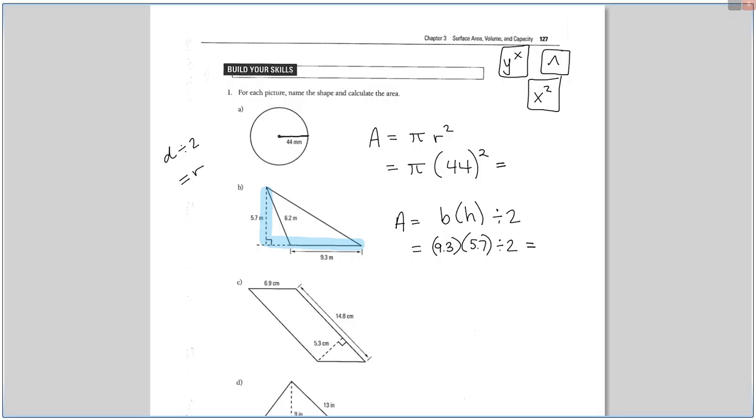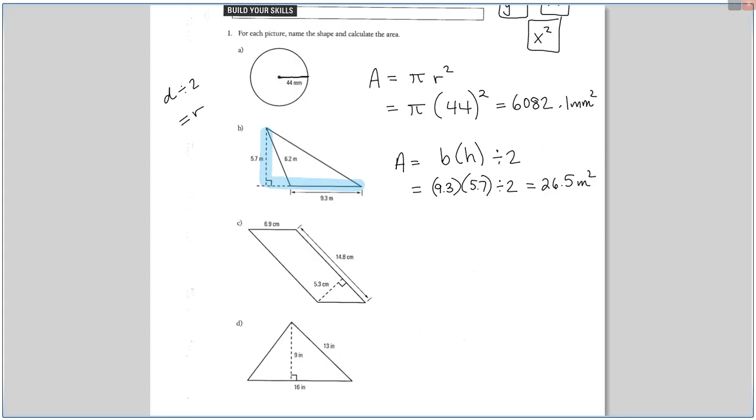So for the first one, it's pi button power and then times 44 power 2. I'll go 6082, I'll round it, so 0.1. The unit is millimeter, so the area will be millimeter square or square millimeter. The other one, 9.3 times 5.7 divided by 2, I'll round it, 26.5, and this unit is square meter.